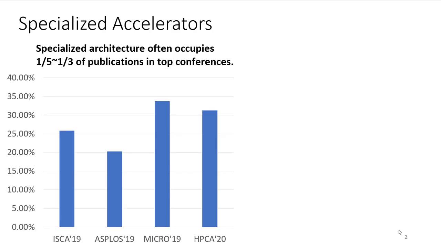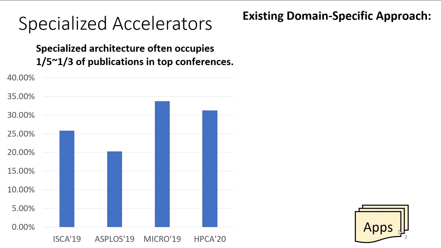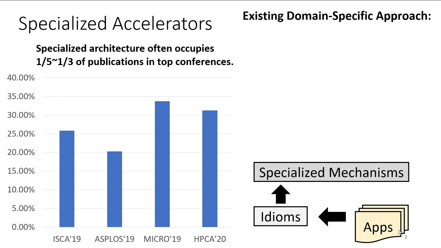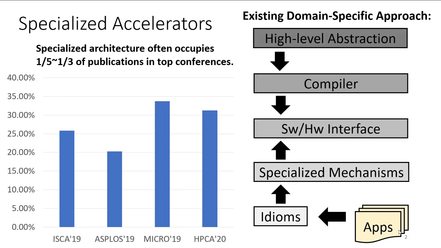This is motivated by the emergence of specialized accelerators, which occupy 20% to one-third of the publications in top conferences last year. Designing a specialized accelerator not only requires us to study the behavior of the target application in order to derive specialized hardware mechanisms, but also often involves a full-stack implementation. When the target applications shift, developers probably need to go through this whole engineering-intensive process again.